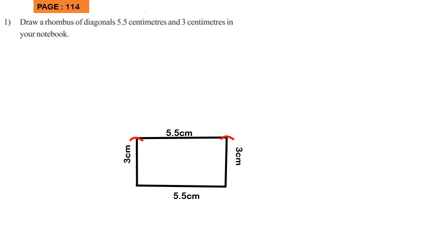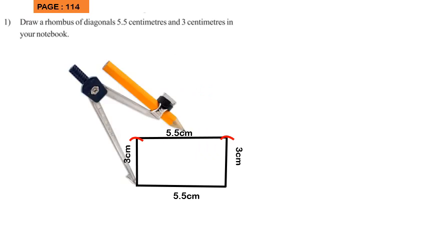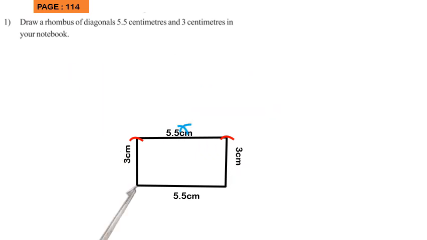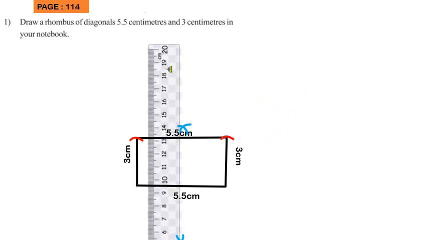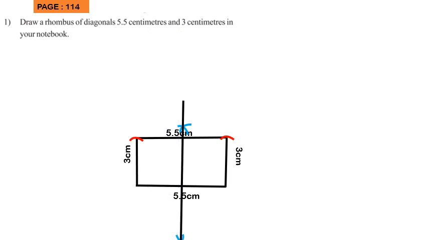Next, let us draw the midpoint of these sides by drawing the perpendicular bisector. First, find the midpoint of these sides. Use a compass and take 3/4 of the length in it. Then draw arcs above the horizontal line as well as below the horizontal line. Then join these intersecting points by using a ruler.